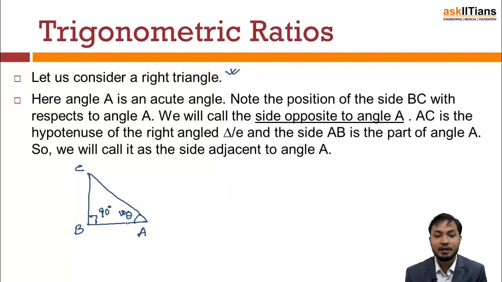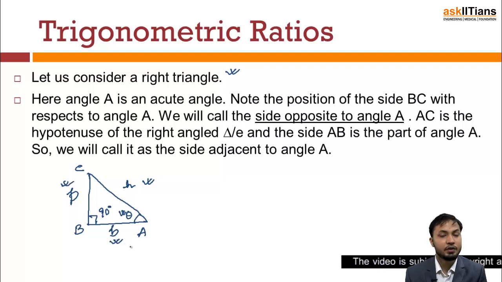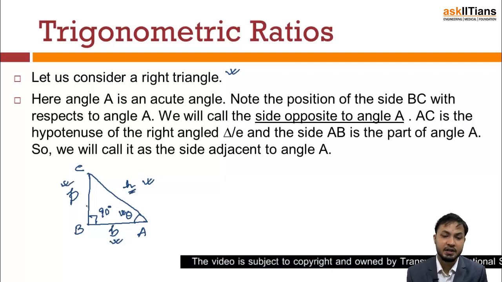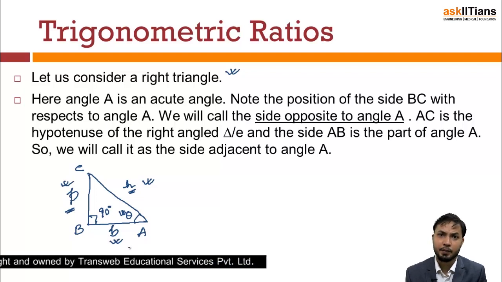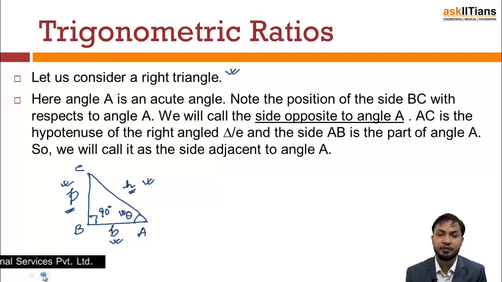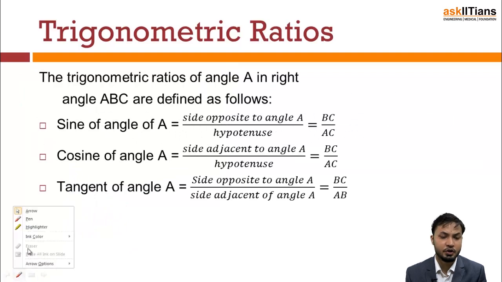So now when I term this as theta, this is my hypotenuse and the adjacent side becomes the base. So automatically this will become my perpendicular. So these are the key letters we need to understand: the hypotenuse as H, the perpendicular as P and the base as B. Now let us define these trigonometric ratios.